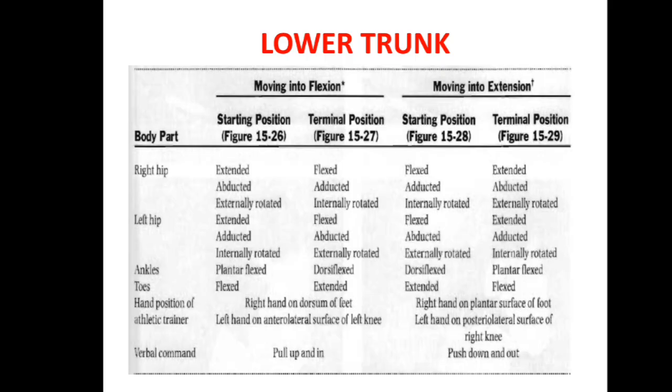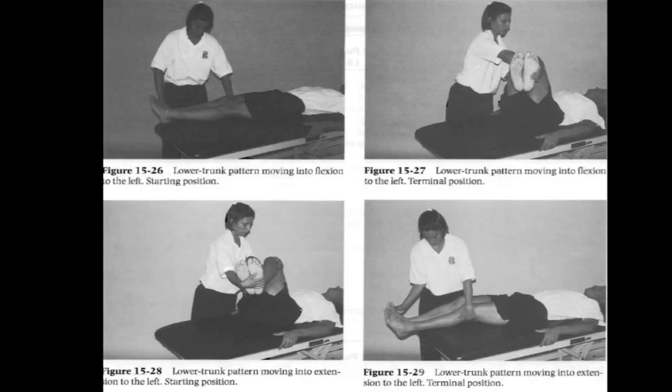In lower trunk, when moving into flexion, the body parts, for example right hip and left hip, ankle, toes, and hand position, are shown here when the patient is moving into flexion, and the verbal command would be pull up and in. While moving into extension, the starting position and terminal position for right and left hip, ankle, toes, and hand position of the trainer are shown with the verbal command push down and out. This figure shows the patterns performed by the trainer on the patient.